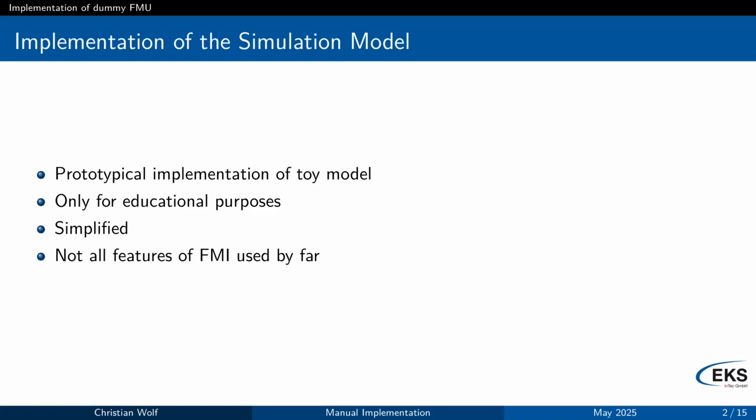We want to implement a simulation model, and what we are doing here is just a prototype. It's a rather simple model that we want to implement, and it's for educational purposes. It's simplified as much as possible, and by far not all features of FMI are used. I just want to show you the basic principle. You might want or might not want to adopt it to your use case. It's more that you understand how FMI works in general.